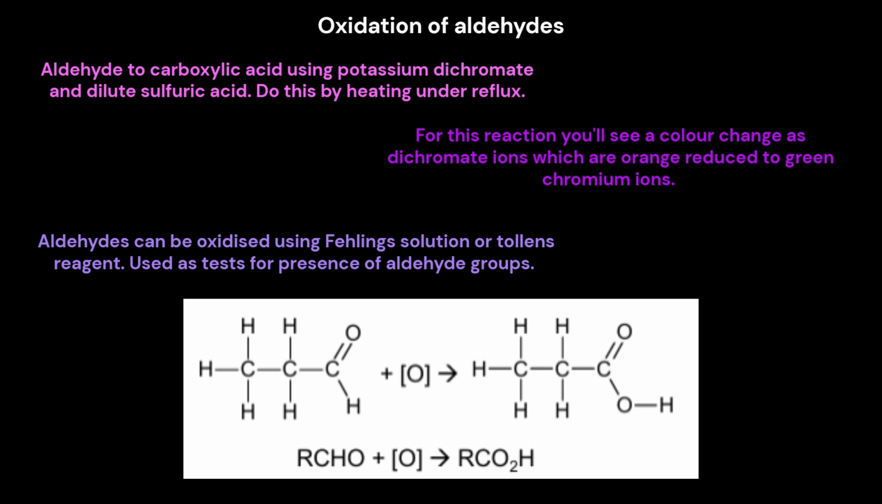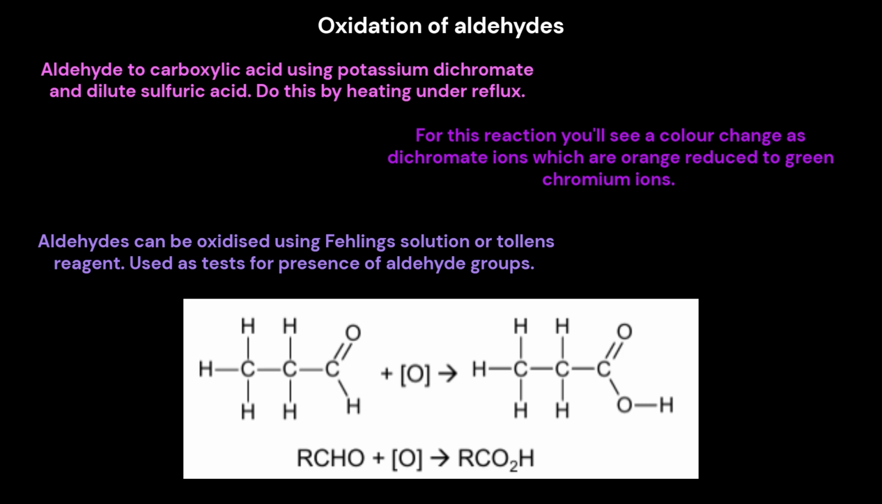Oxidation of aldehydes. Aldehyde to carboxylic acid using potassium dichromate and dilute sulfuric acid. Do this by heating under reflux. For this reaction, you'll see a color change as dichromate ions, which are orange, are reduced to green chromium ions.